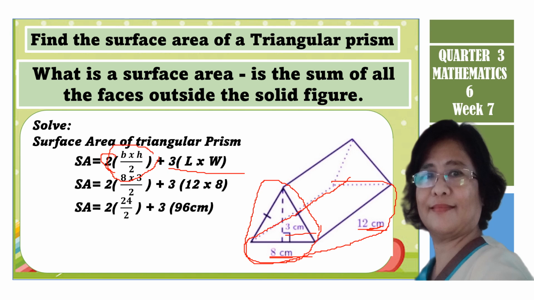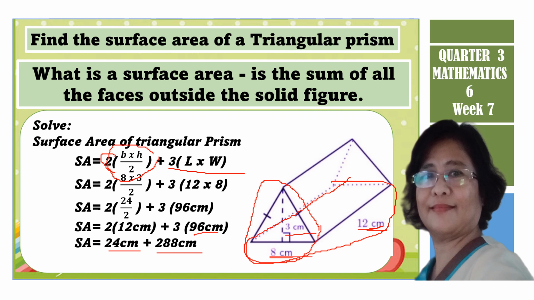So let us now solve. 8 times 3 is equal to 24, divided by 2, times 2. 12 times 8 is equal to 96. Next, we divide 24 by 2, we have 12 times 2. And then we just copy 96 times 3. Next, we multiply 12 times 2 is 24. And we multiply 96 by 3, we have 288 centimeter.